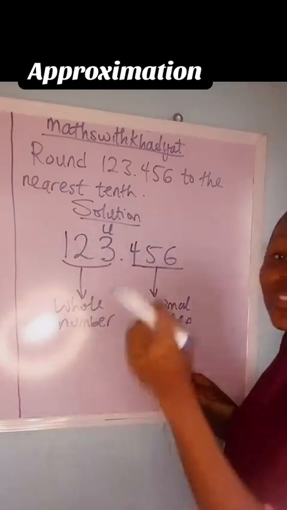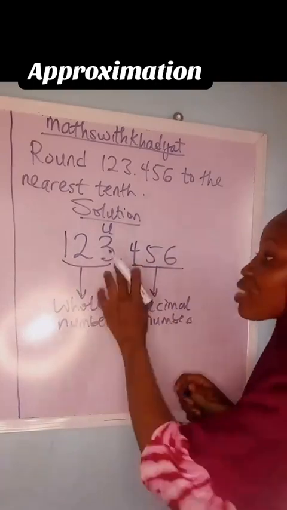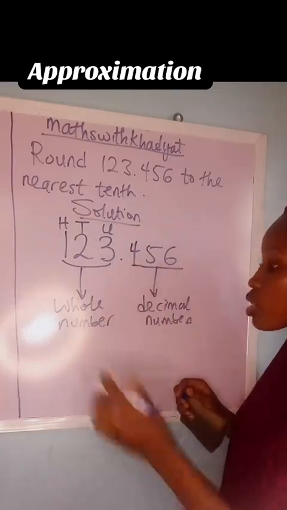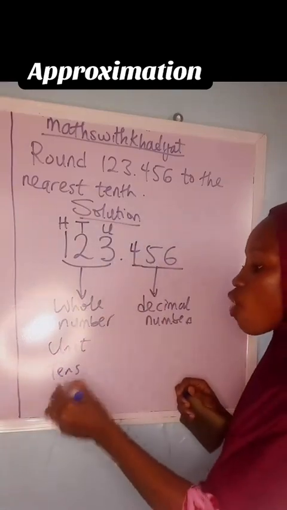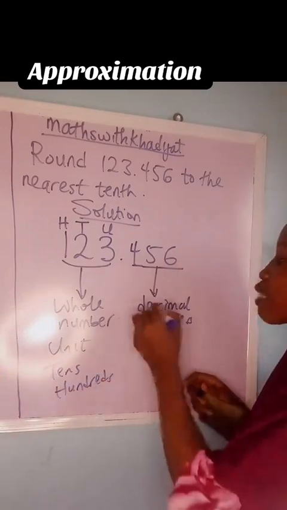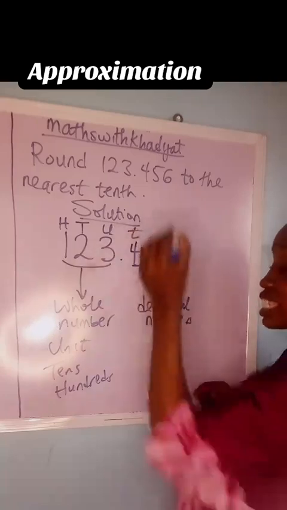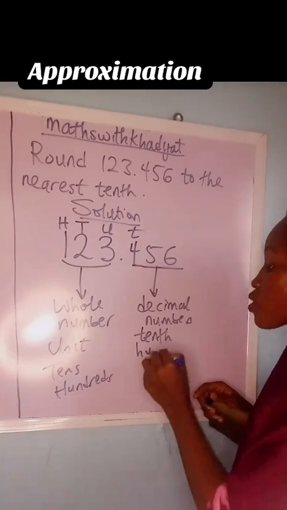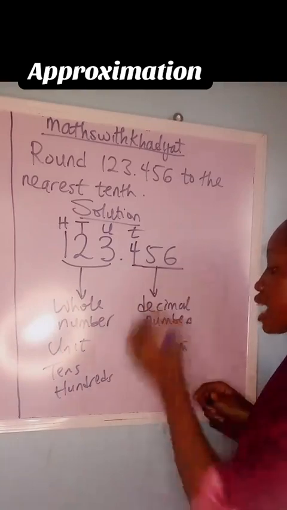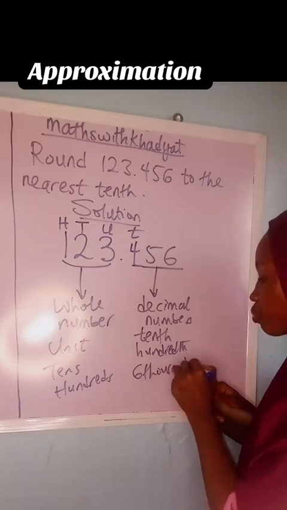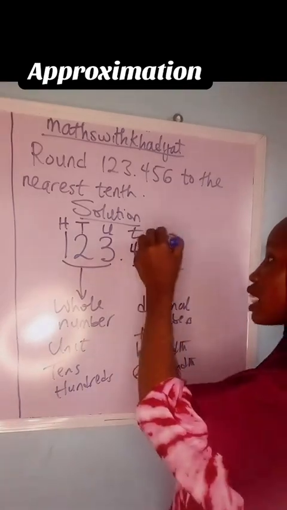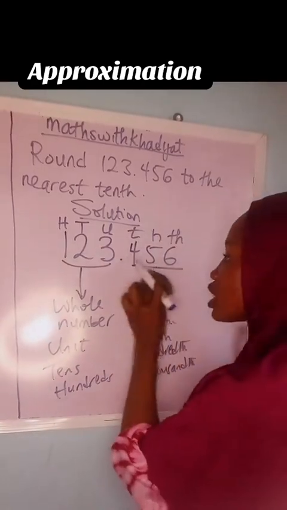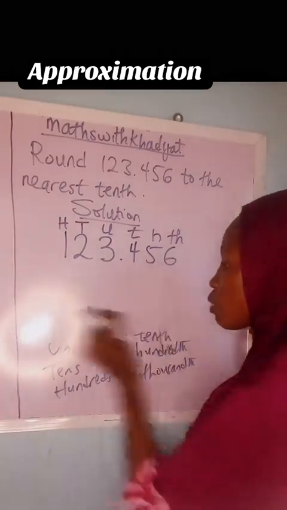Remember when you were in primary school, when you were adding in units, tens, and hundreds. So this is your units, this is your tens, and this is your hundreds. Units, tens, hundreds. Now after your decimal point, here is your tenths. Your 4 represents tenths, 5 hundredths, 6 thousandths. Are you with me? So this is your tenths, your hundredths, and your thousandths. Once you know this, then you don't have much problem anymore.